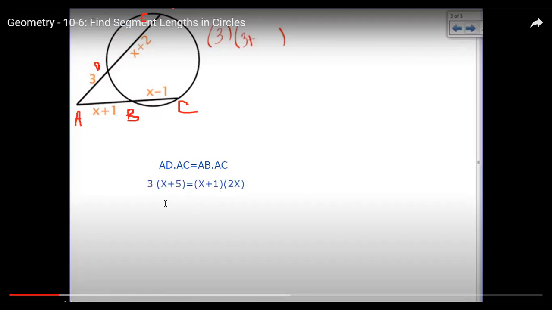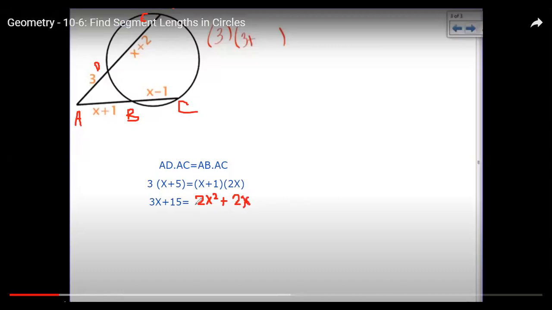Now we will start to simplify. How will we simplify, grade 9? We'll distribute the 3 over the parentheses, so it will be 3X plus 15, equal to 2x times x, which is 2x squared, plus 2x times 1, which is 2x.